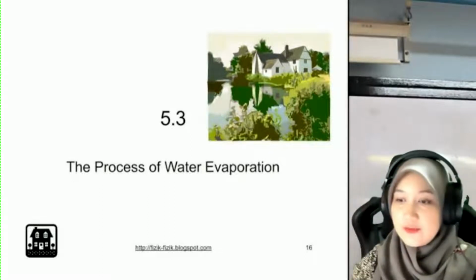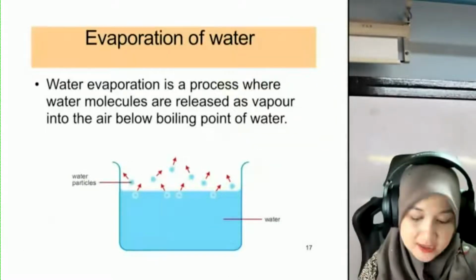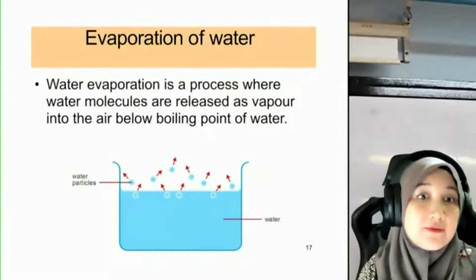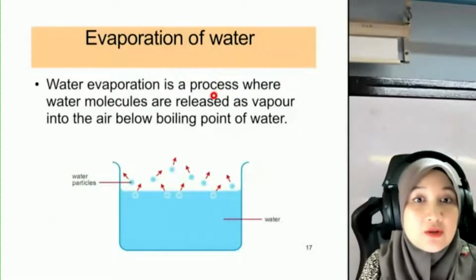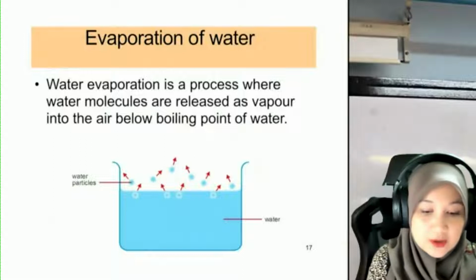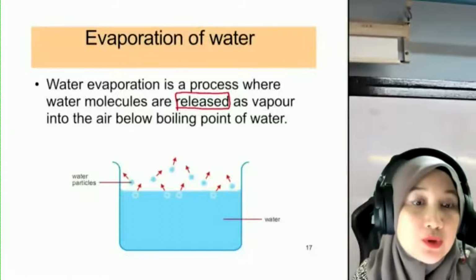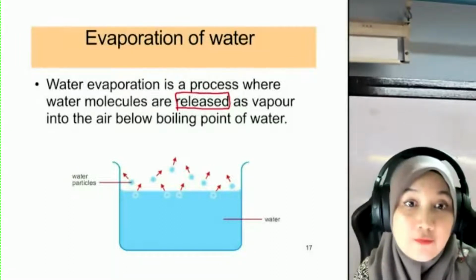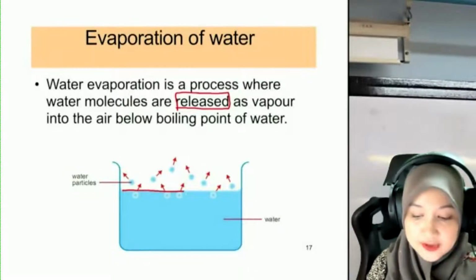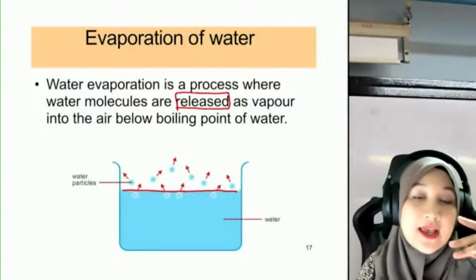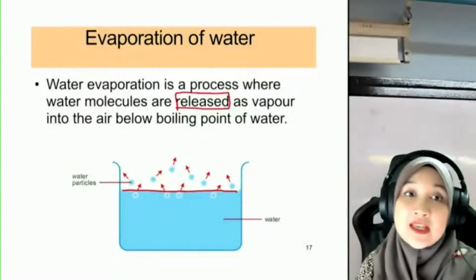So for today, we are going to learn about the process of water evaporation. What is water evaporation? Water evaporation is a process where water molecules are released as a vapor into the air below the boiling point of water. Evaporation usually occurs at the surface of water. It won't happen throughout the whole part of the water, guys. So that is the meaning of evaporation.